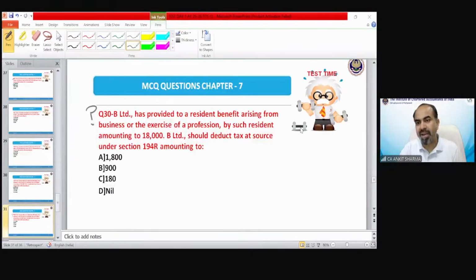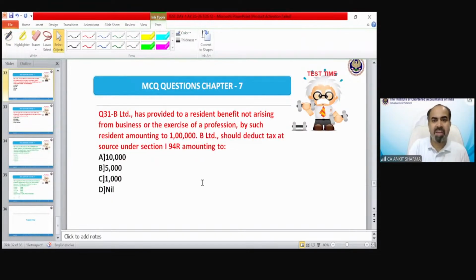The reason behind it is that in case of section 194R, the threshold limit is 20,000, and 18,000 has been given in the question, which is less than the limit. So there would not be any TDS deduction in this case. Santosh Pawar was saying D. Well done, Santosh. Very good. The correct answer is D.